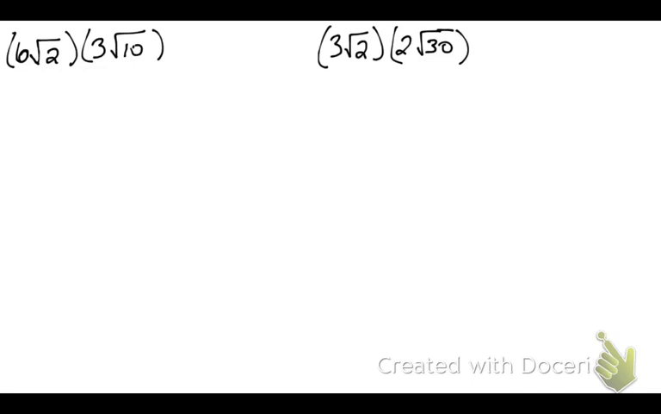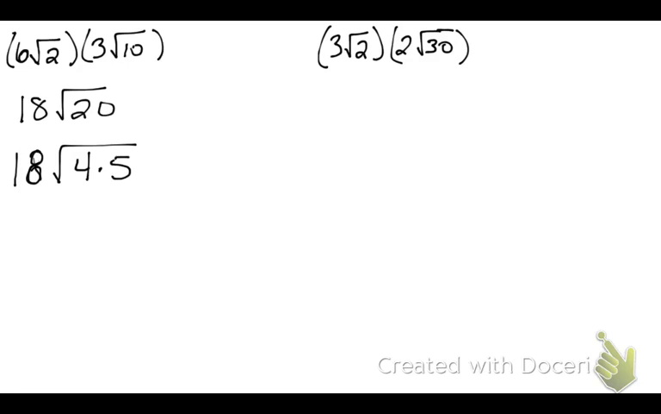Well, how'd you do? 6 times 3 is 18, times the square root of 20. But since 20 is 4 times 5, that means this would be 18 times 2, because that's what the square root of 4 is, times the square root of 5. And 18 times 2 is 36.